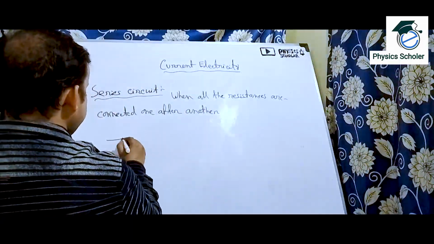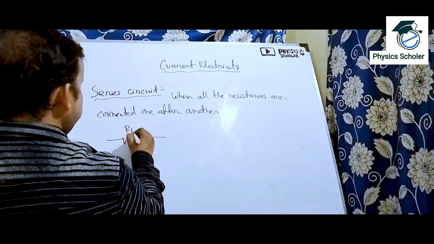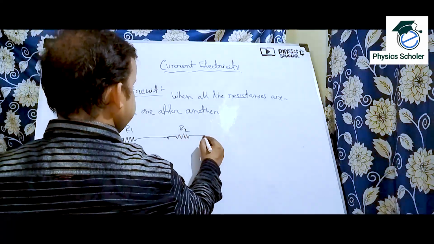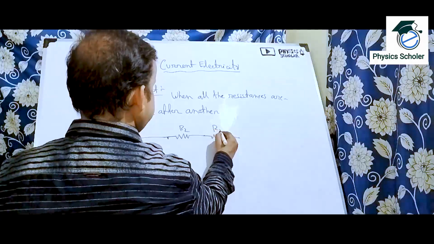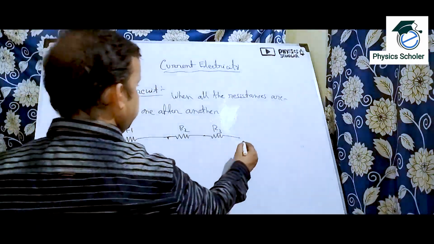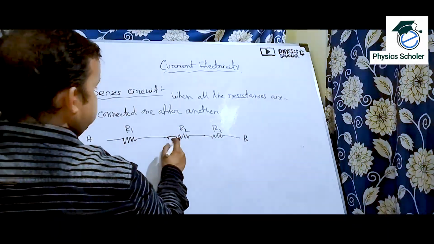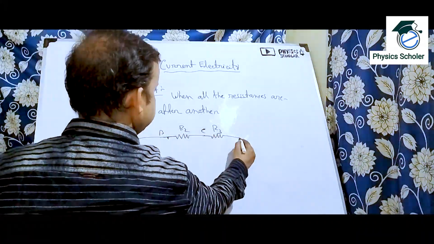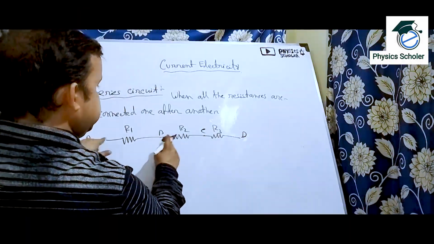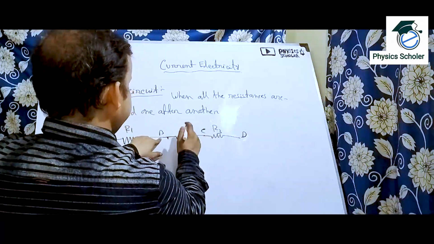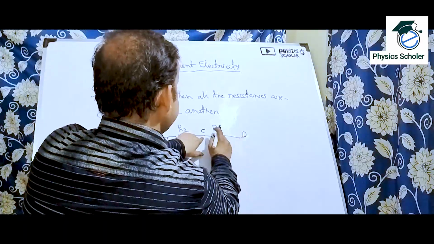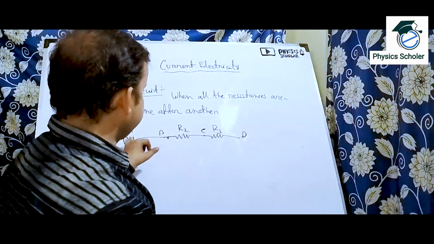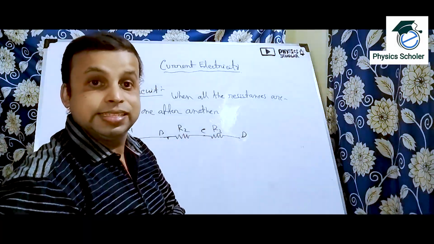So suppose this is R1, one resistance. This is R2, another resistance. This is R3, another resistance. Suppose I am taking 3 resistors, one after another. Suppose the points are A, B, C, D. So AB is one resistance R1, BC is another resistance R2, and CD is another resistance R3. These resistances are connected one after another, just like a chain. This type of combination is known as a series combination.